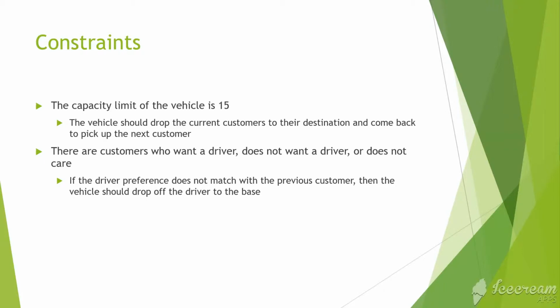The second constraint is the driver preference. Some customers want the driver, some do not, and some don't even care. So if the driver preference does not match the previous customer, unless the customer doesn't care, then the vehicle should drop off the driver at the base and then come back for the next customer.